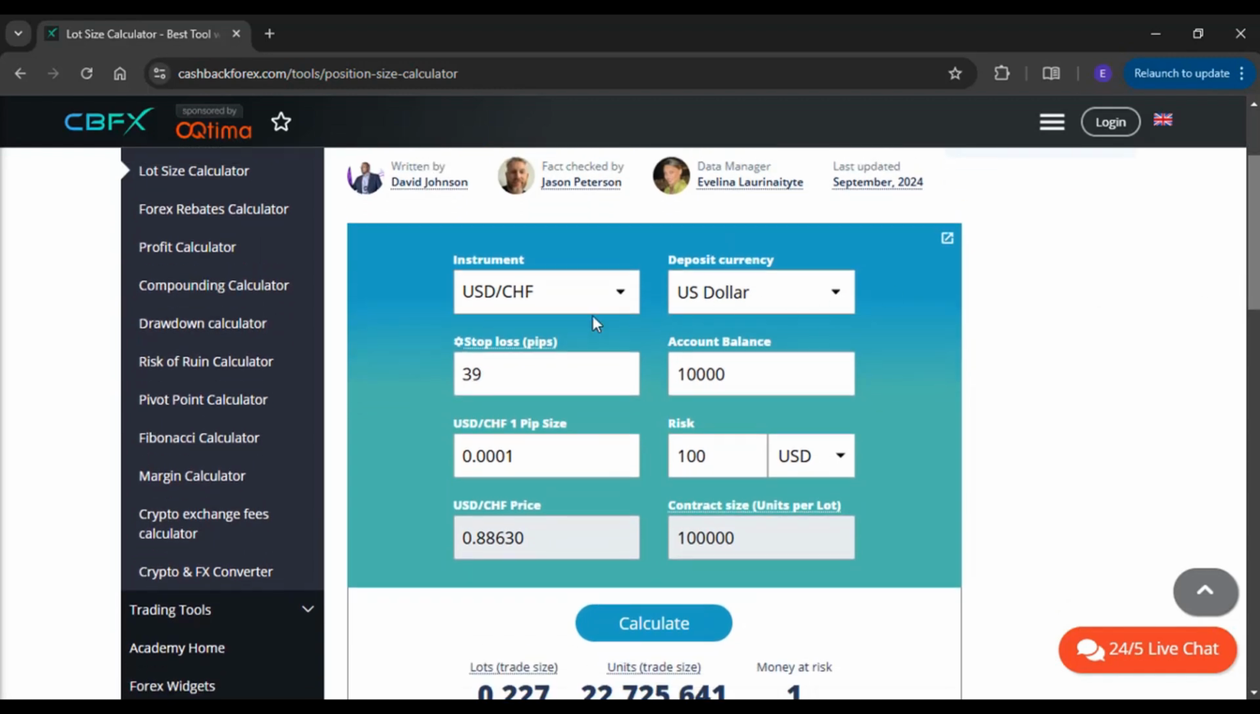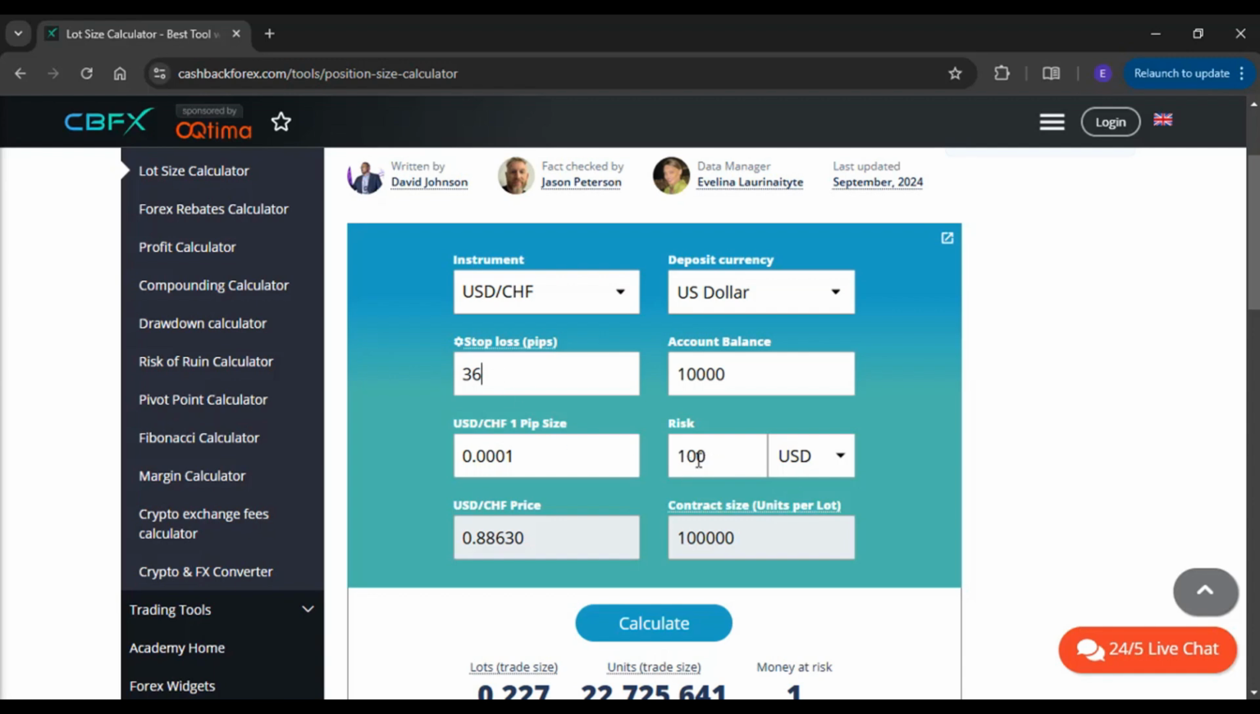Number one, you need to select the currency pair that you want to trade. Then number two, you need to input your account balance. As you can see, the account balance here is already $10,000. So I don't need to change that because the example I'm talking about is me having a $10,000 account. For the stop loss value, it is 36 pips. So let me change the stop loss value to 36.